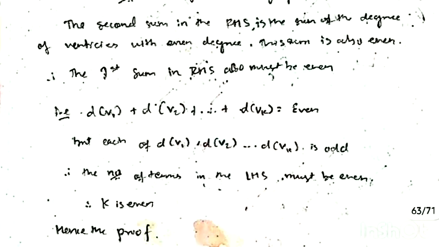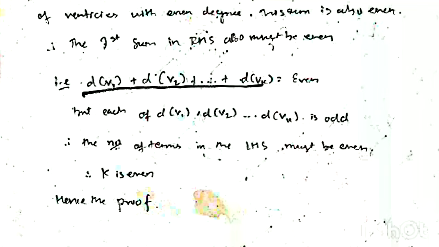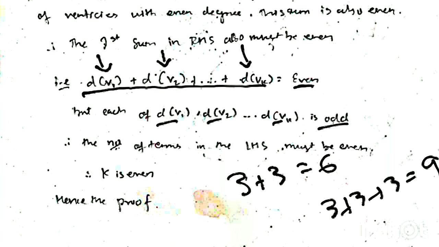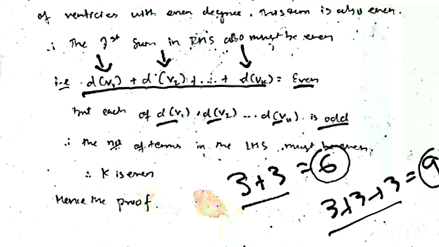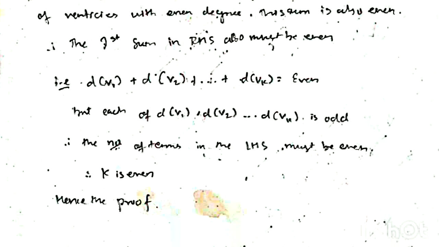So after getting that, we can write this as the sum of all the degrees of odd vertices, which is even. Each of these degrees is odd, so each of these terms is odd, so the number of terms must be even to get the final answer as even. Because if you add an odd number 2 times, you will get even, but if you add it 3 times, you will get an odd number. So the number of terms must be even to get the final answer as even. The number of terms in the LHS must be even, therefore k is even.